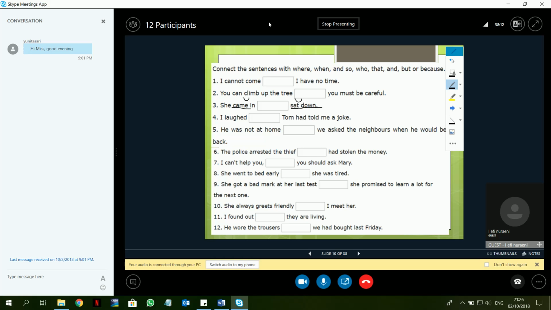Ada yang jawab so, kemudian yang lain, he was not at home, blah blah blah. We asked the neighbors so he would, when he would be back. Ya, yang benar adalah so. Next, the police arrested the thief, blah blah blah had. Yep, who? The police arrested the thief who had stolen the money. Next one, seven. I can't help you, blah blah blah. You should ask Mary.